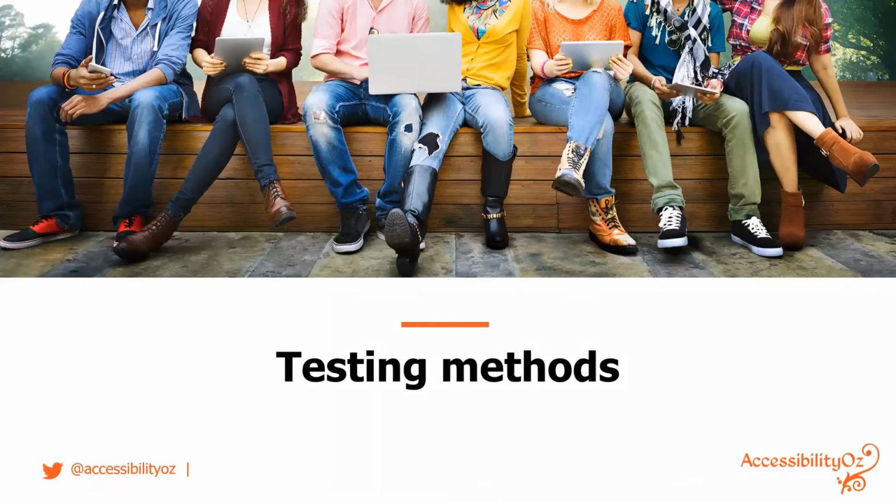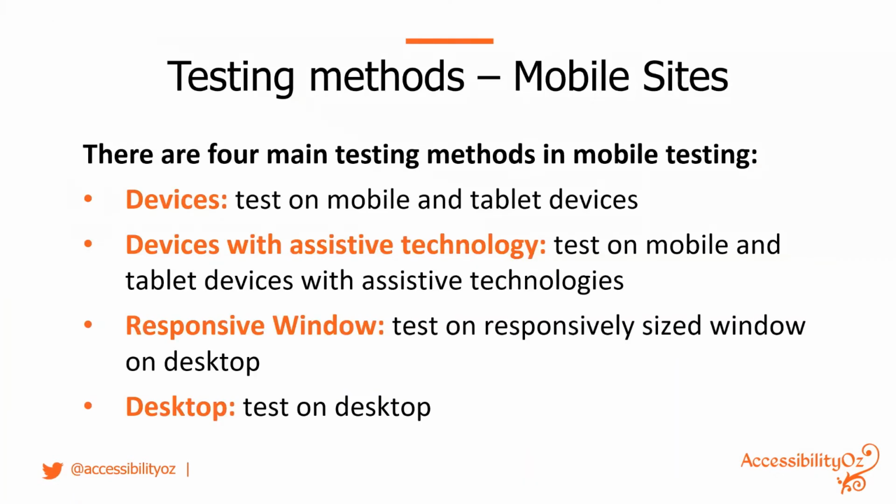So we talk about testing methods in the testing methodology, and there are 4 main testing methods in mobile testing. Testing with devices, so testing on mobile and tablet devices. Testing with devices with assistive technology, so testing on mobile and tablet devices with assistive technologies or mobile features, such as grayscale or increased text size or something like that. On mobile sites, there is also testing on a responsively sized window on desktop. You can actually get away with doing some testing that way. And you also need to test on desktop itself, just to compare and contrast what is available on the mobile and what is available on the desktop.